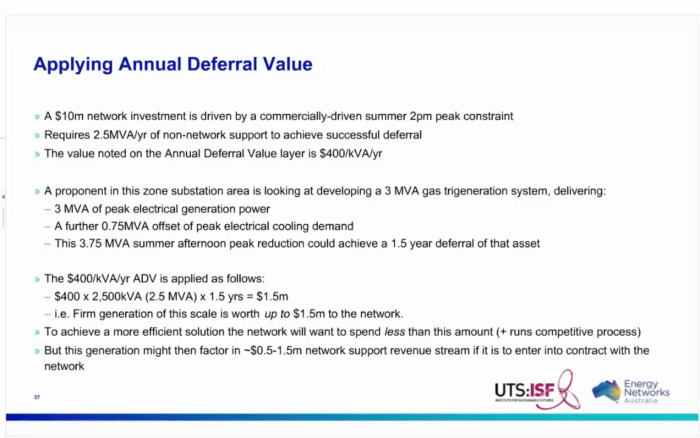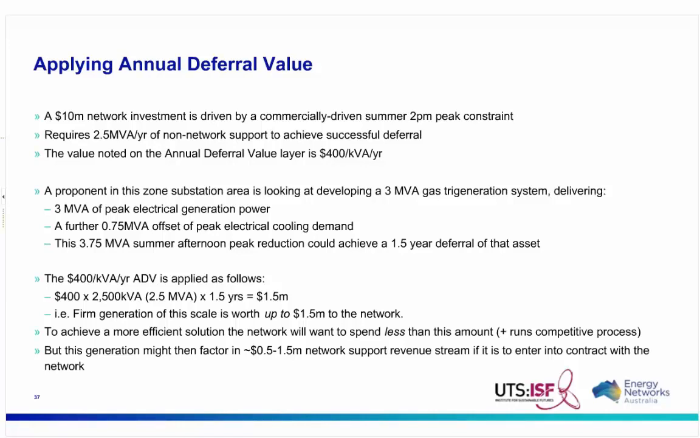business. So the network business will want to actually have a more efficient solution than the network option, so they'll want to spend less than this amount, and they'll also run it through a competitive process, meaning they get the best value outcome with the lowest possible cost of distributed energy options. But this just gives you an indication that this generator might want to start factoring in a possible value stream of between, say, $500,000 and 1.5 million or thereabouts of a network revenue stream if it was to want to enter into contract with the network to deliver that supply.